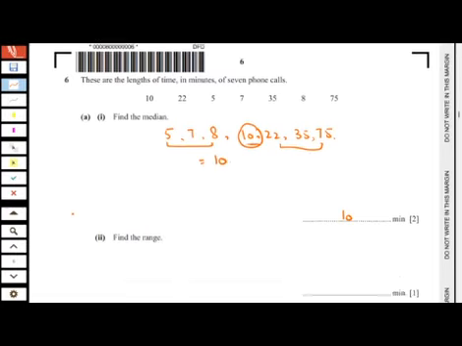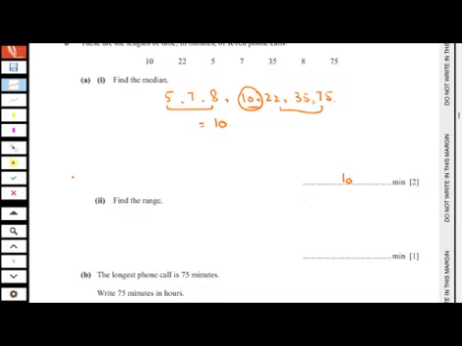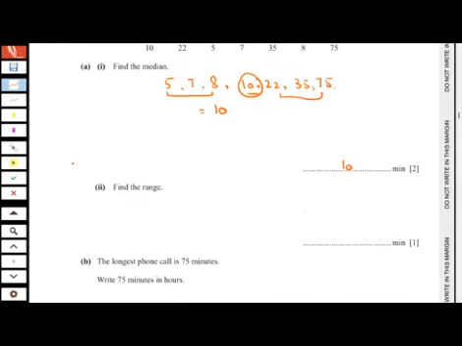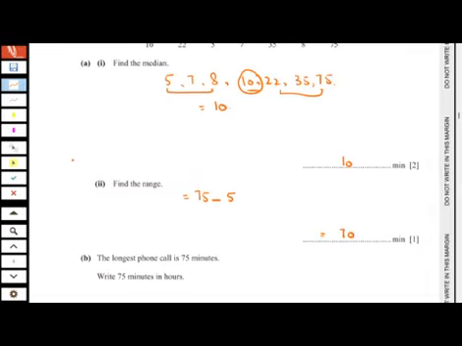Now part B, to find the range. Range is basically the difference between the higher value and the lower value. What is the higher value? The higher value is 75 minus the lower value, 5. So 75 minus 5 is 70. So the answer is 70.